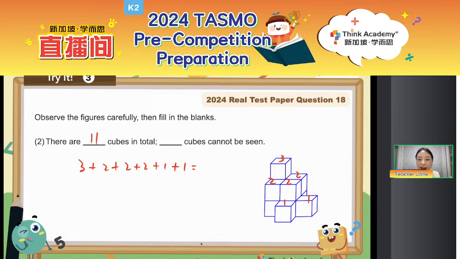11 as well, right? And then we can see how many cubes cannot be seen. We still start from how many we can see, right? So 1, 2, 3, 4, 5, 6, 7, 8. We can see how many? 8, right? We can see 8. So 11 minus 8 equals 3. So we can see 3 cubes cannot be seen.